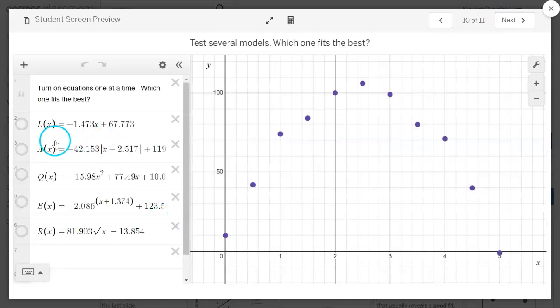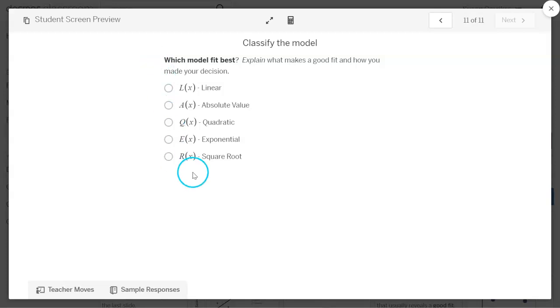And then in this one, they're actually going to plot these different models over the data and decide which one they think fits the best. And it's a good time to talk about, what do you mean fits the best? Does it have to go through every single point? Well, no. Should it be close to every single point? Hopefully it'll be close to most of the points. That's kind of the goal here. And then they're going to tell me which one they picked.